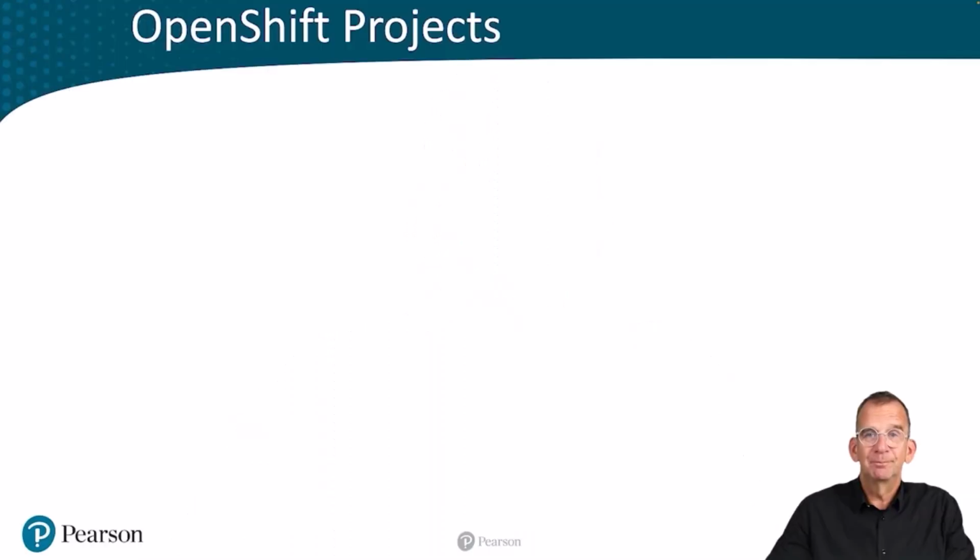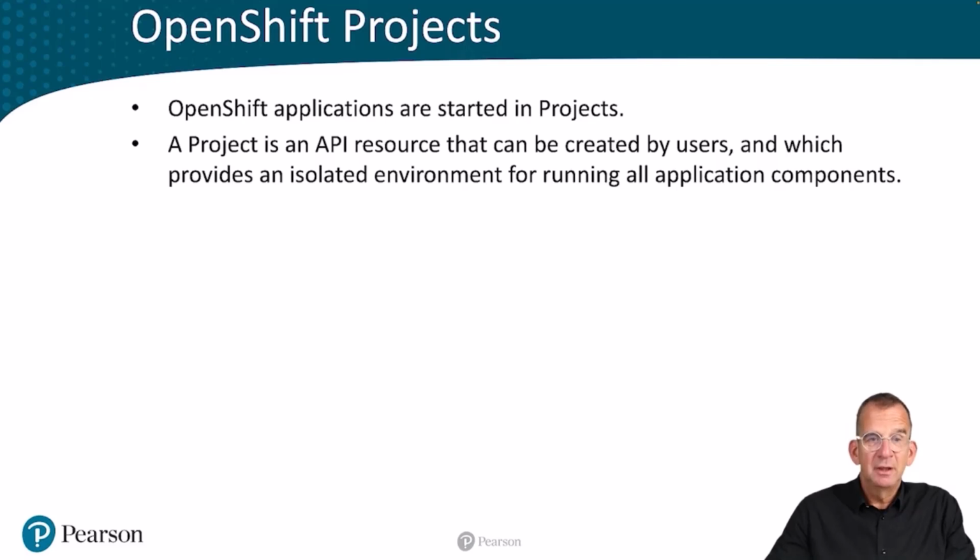Another key component in OpenShift is the project. So OpenShift applications are started in projects. And a project is an API resource that can be created by users and which provides an isolated environment for running all application components. What you would typically do is run all of the components of one single application within a project. And that makes that everything is nicely kept together.